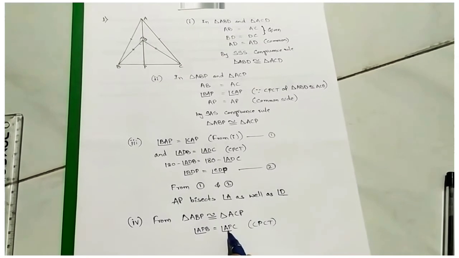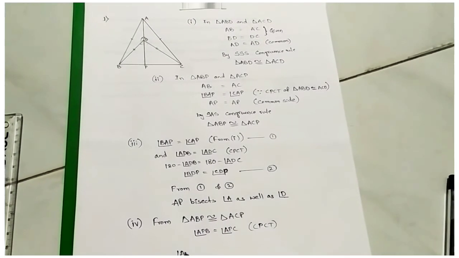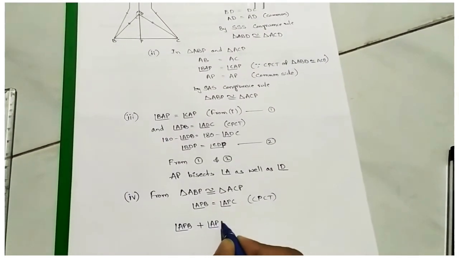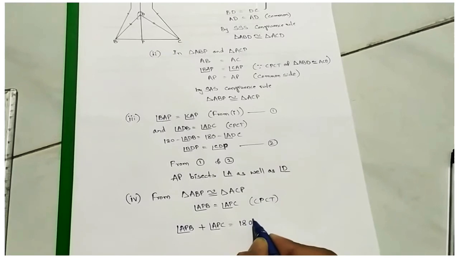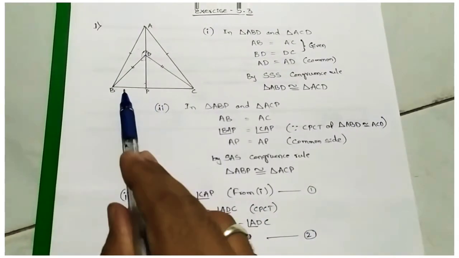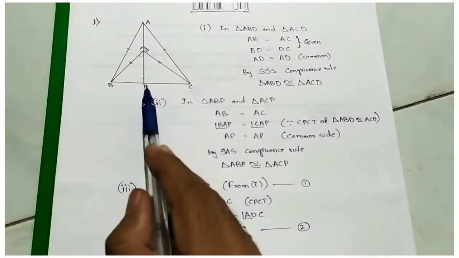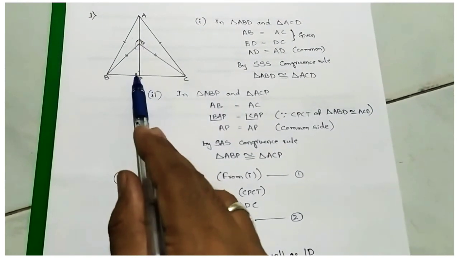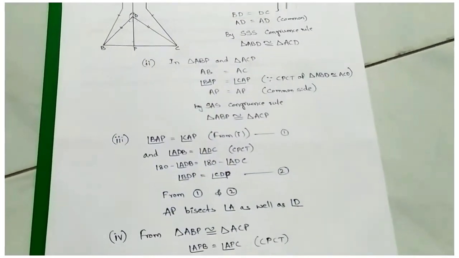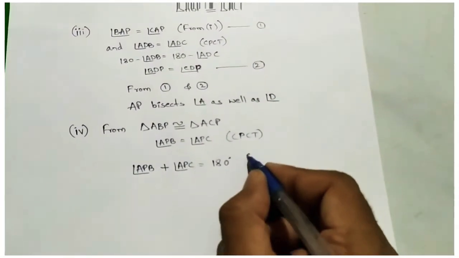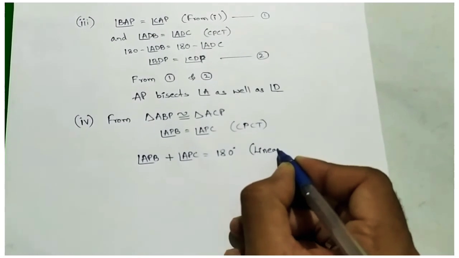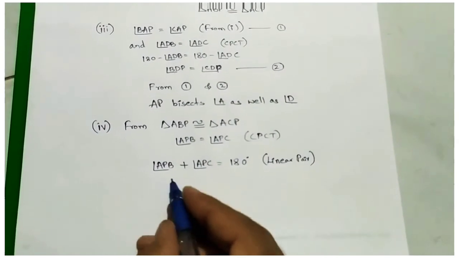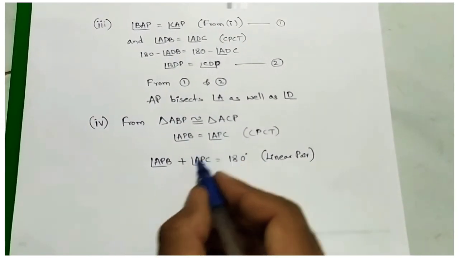So APB plus APC, what will you get? We will get 180, because both are a linear pair. If you add these two, you will get 180 degrees. So those are a linear pair, angles on a straight line.